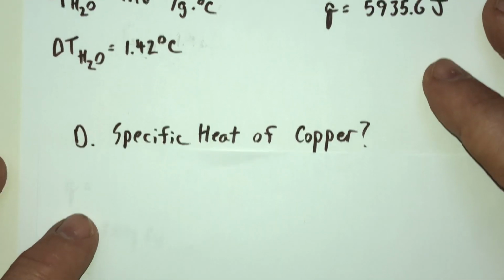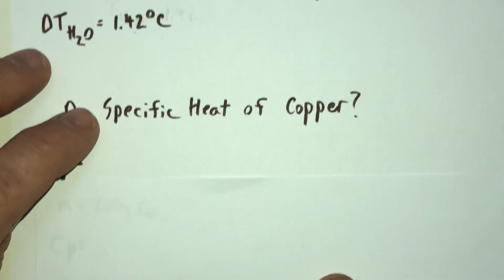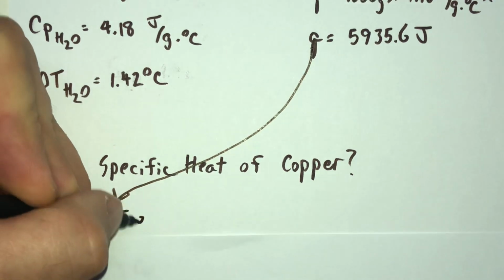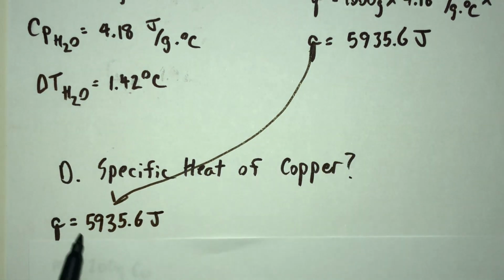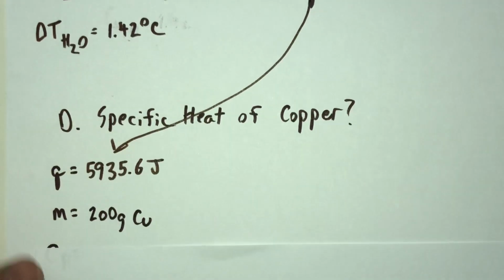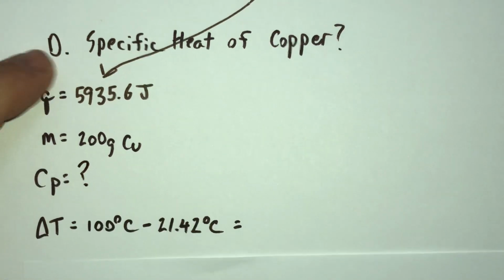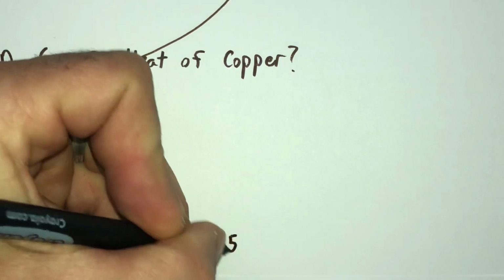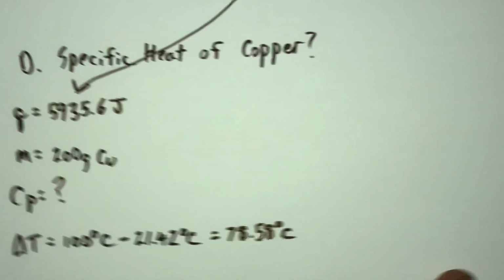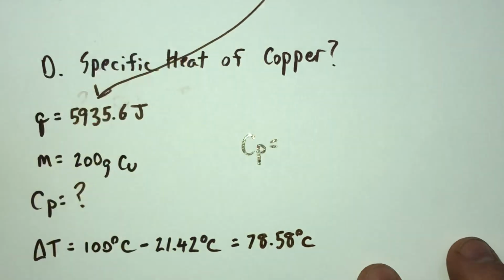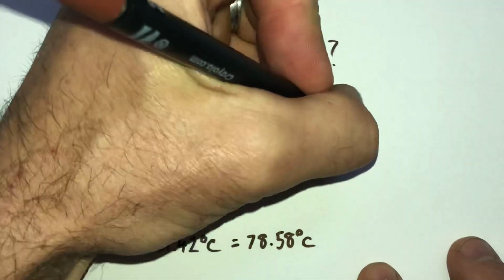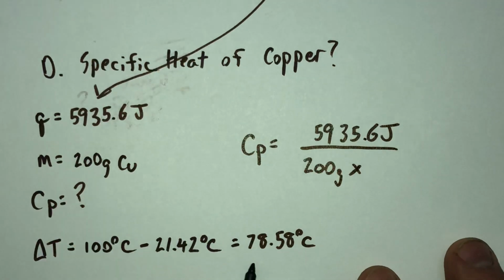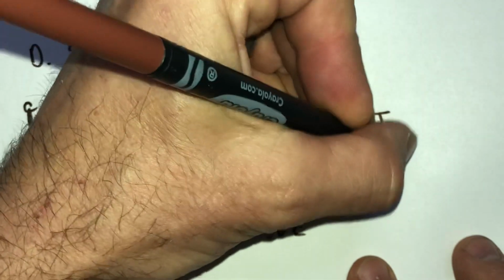Now, just like we did for aluminum, what's the specific heat of copper? So we have to use this value for Q, 5,935.6 joules, because that's how much the water gained, but it's also how much the copper lost. It's the same number. There's 200 grams of copper. We're solving for CP, and we already figured out the delta T was 78.58 degrees Celsius. Okay, so solve for CP. So CP is Q on top, 5935.6 joules, over 200 grams times the delta T, 78.58 degrees Celsius.